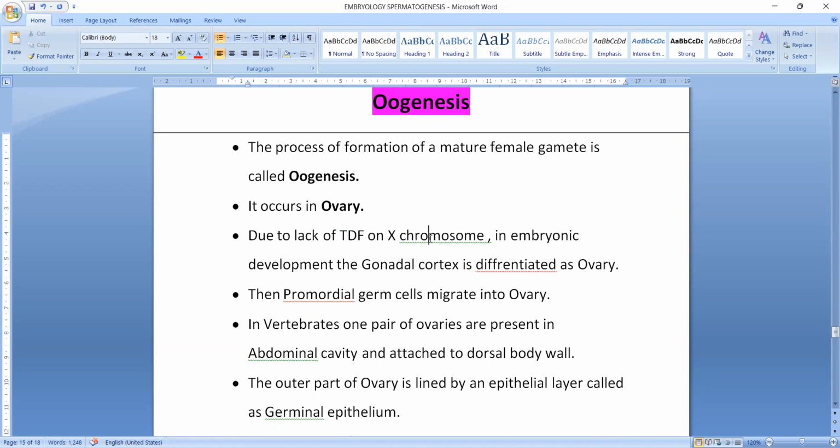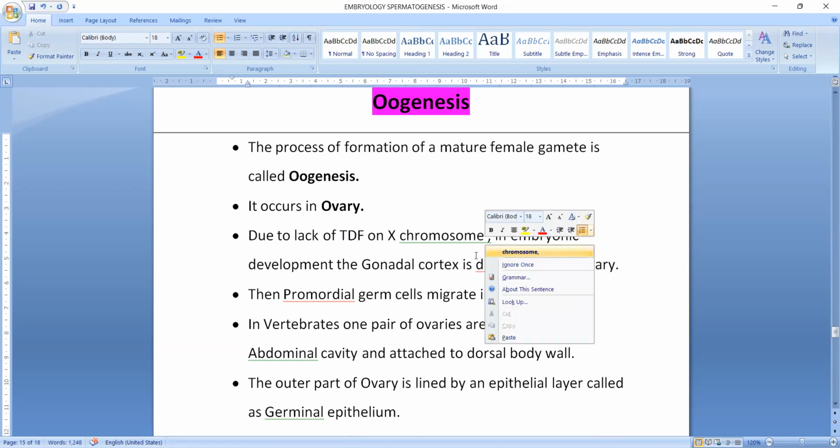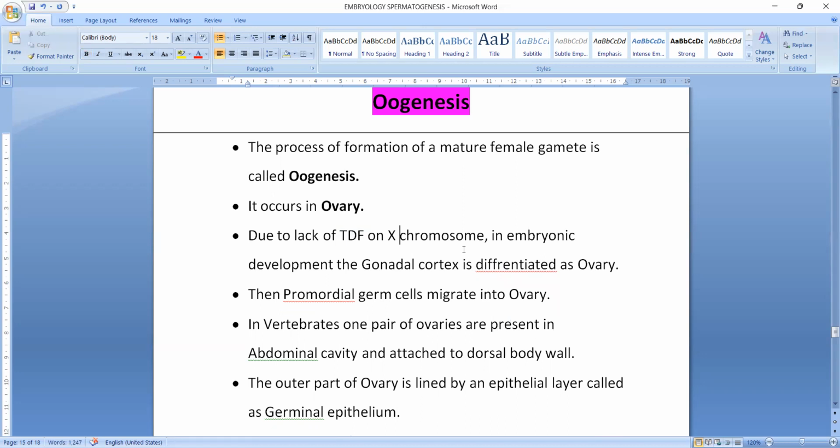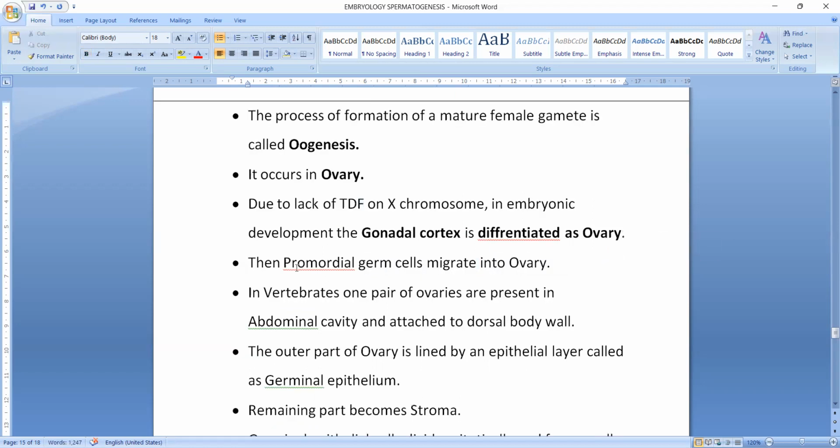On the X chromosome, the gene is absent, or it is only present on the Y chromosome. So that's why in embryonic development, the gonadal cortex is differentiated as ovary due to lack of TDF. Okay, so then the primordial germ cells of the embryo migrate into the ovary.